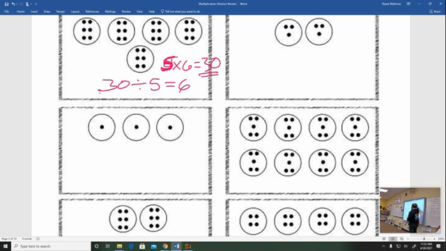Okay? What about here, guys? We've got 3 in each and 2 there. It's 2 times 3, clearly. Which equals what? What's 2 times 3? 6. That's right. So what's the division problem here then? What's the division problem, Andrew?